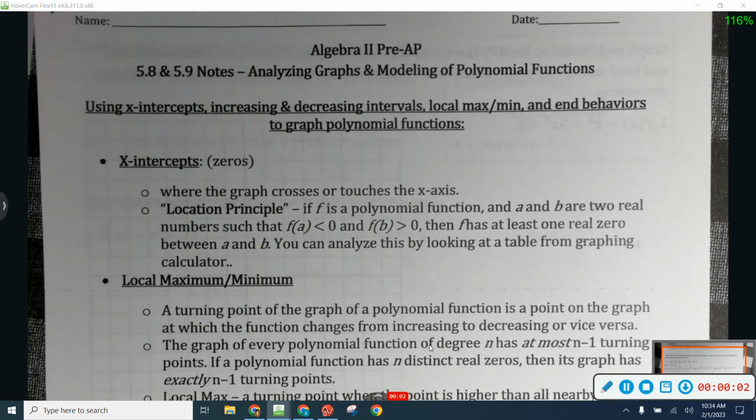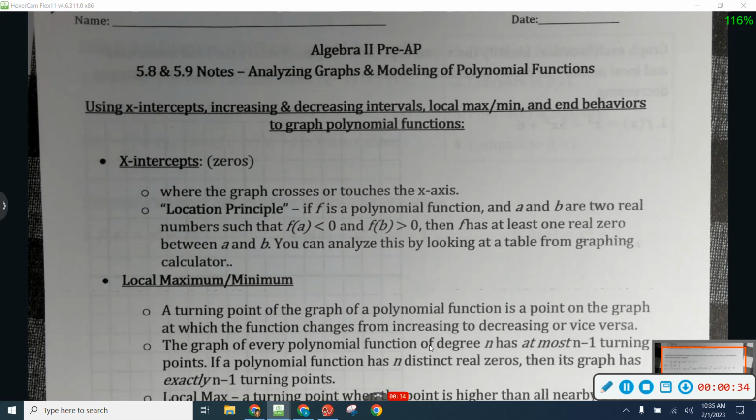Okay, so this will be the last lesson for chapter 5, and we are going to look at our graphs and find our x-intercepts, our max and mins, and talk about end behaviors still, and then do intervals of increasing and decreasing. And then we're also going to look at, if I give you a table, how do you find the function for that given table? How do you know what type of polynomial it is, and how do you get the function?